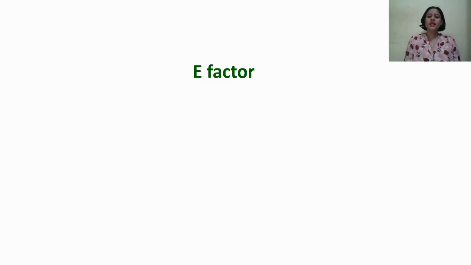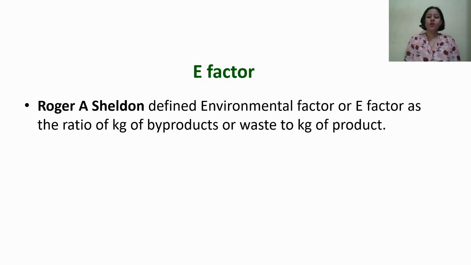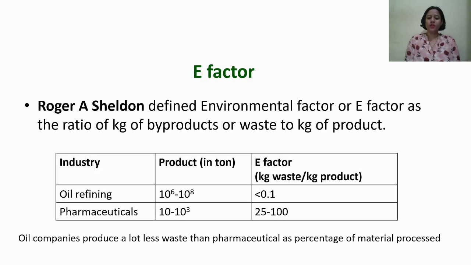Now, let us see another term called environmental factor or E factor. This term was given by Roger E. Sheldon, and it is defined as the ratio of kilogram of byproducts or waste to the kilogram of products. So here you see this example. We have taken two industries, one is oil refining and the other is pharmaceuticals.